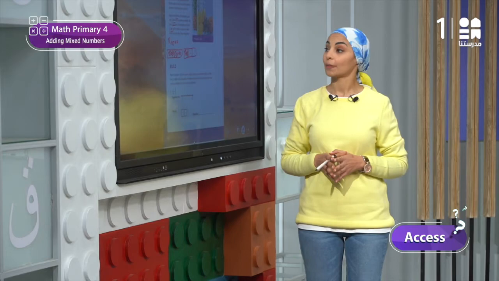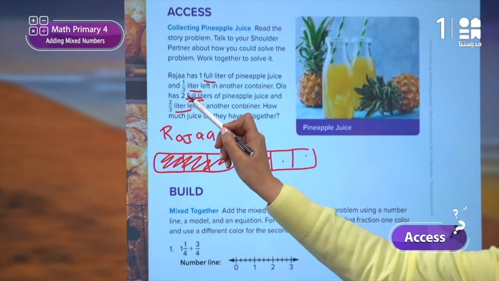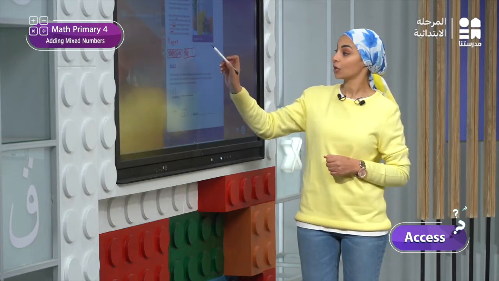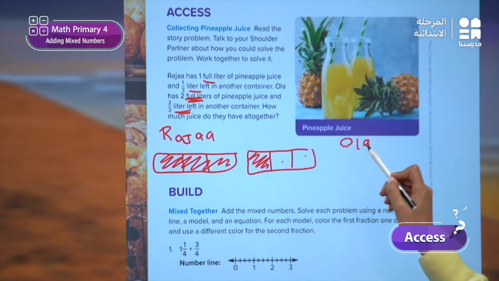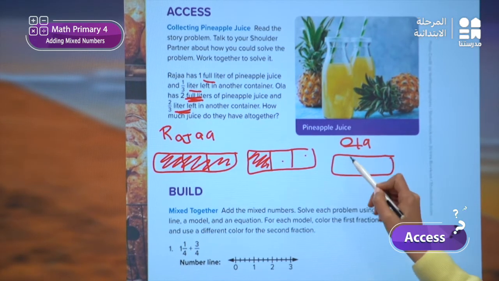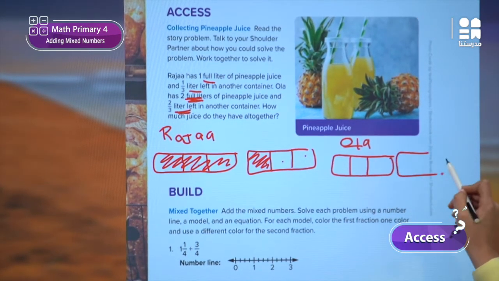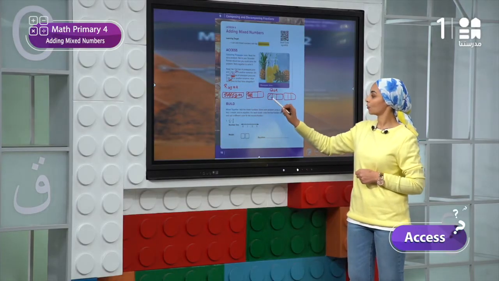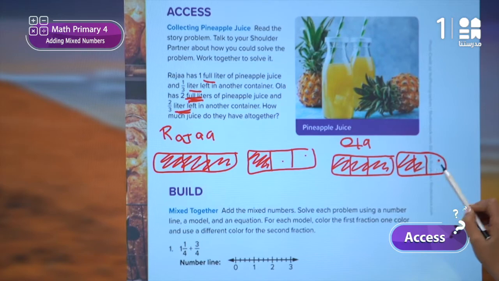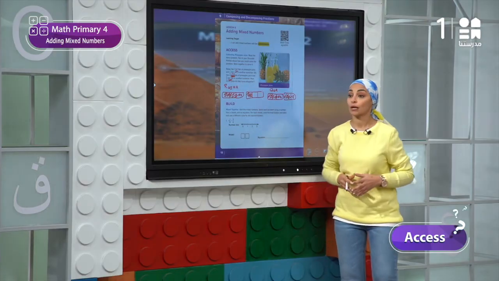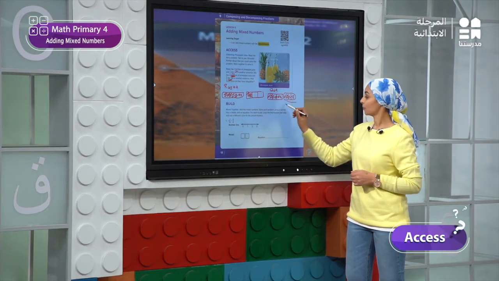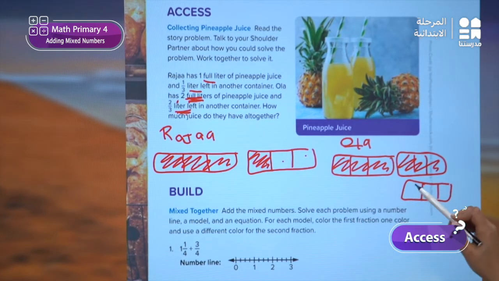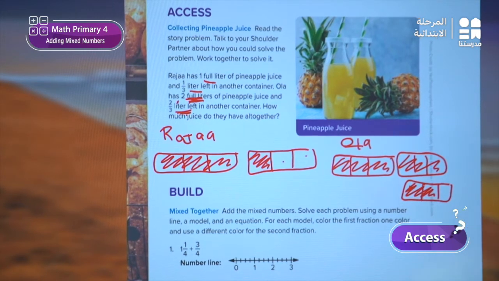In the same way, we can represent the quantity of juice Ola has. What did Ola have? She had 2 full liters and also 2/3. So what will I draw? I will draw 2 rectangles. This is Ola. I will draw 2 rectangles, each one divided into 3 parts like this, because she has 2 full liters. So I will shade the 2 wholes. And what else? I must draw another rectangle like this, but this time I will only shade 2 out of 3. I will shade 2 parts only out of 3.